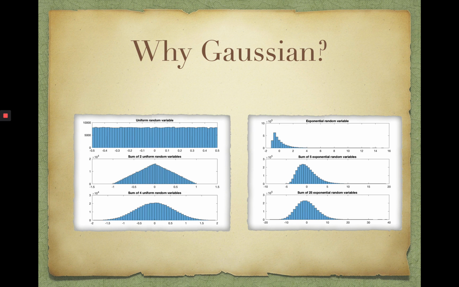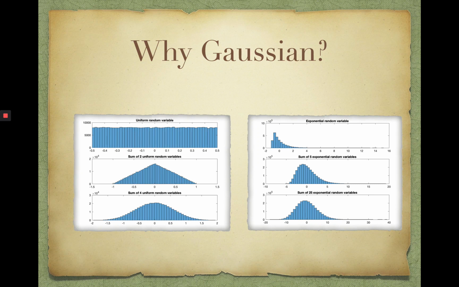I didn't do 3, but I went to 4. If I added 4 random variables together, the curve on the bottom looks pretty darn Gaussian. It's not perfectly Gaussian, but it definitely has that Gaussian look to it. So you can see, starting out with a uniform random variable, which doesn't look anything at all Gaussian, by adding 4 of them together, it looks pretty Gaussian.